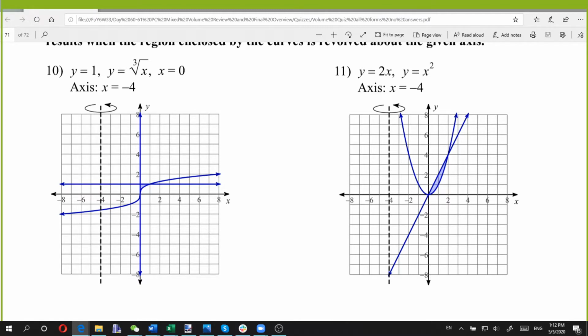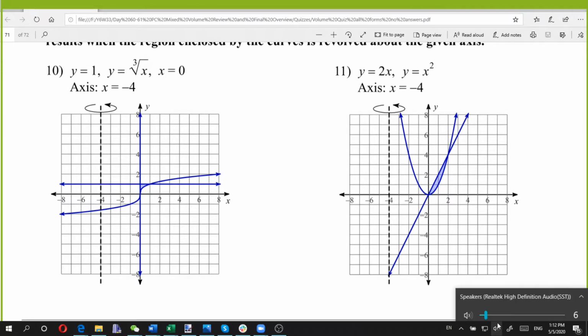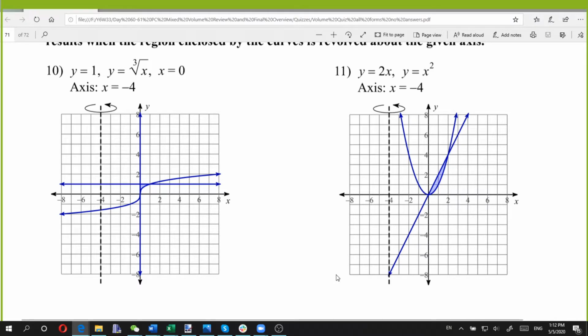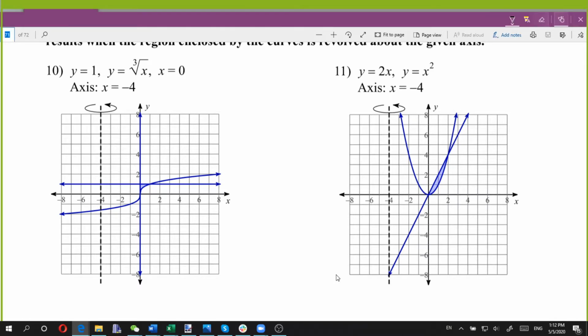For number 10, would you use disk method or shell method for this? Shell method. Okay, we are going to use shell method. How do you know that we need to use shell method here? The axis is vertical. The axis is vertical, perfect. Okay, so I'm going to zoom in here.